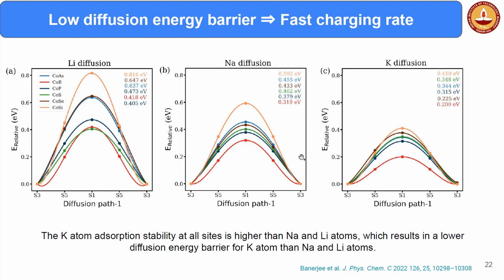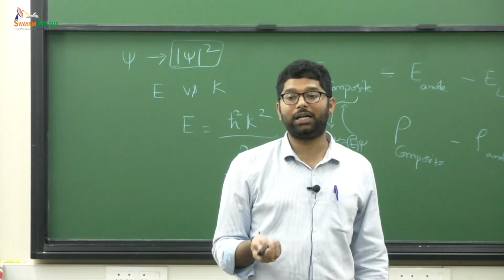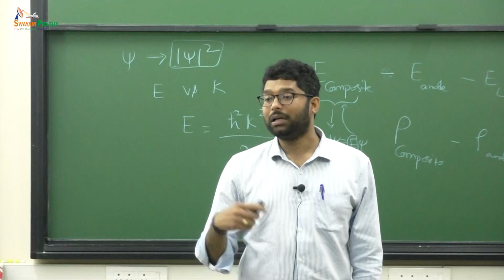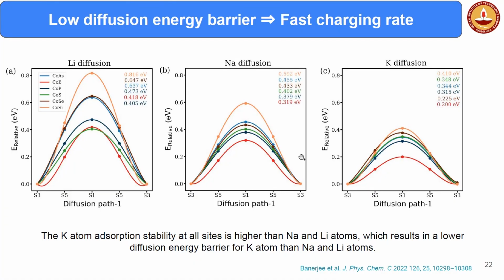Okay. So it's not only helpful for you to understand whether a particular element, that is potassium or sodium or lithium, is faster or not, but across the materials also you would be able to easily identify which one is having the least migration energy barrier. And obviously, low diffusion energy barrier means faster charging rate. You can quickly move that atom from one place to the other.